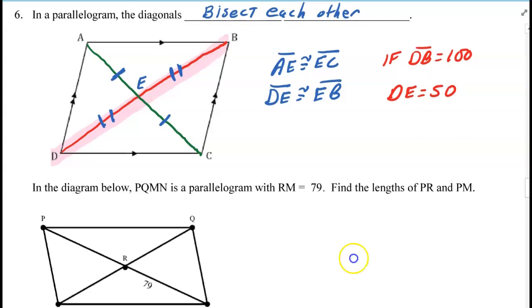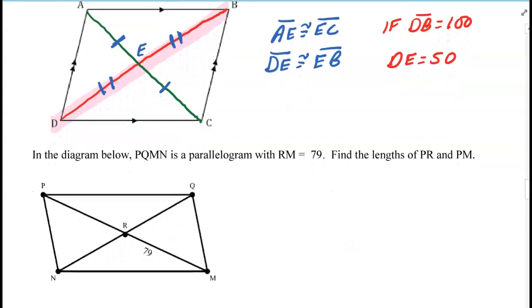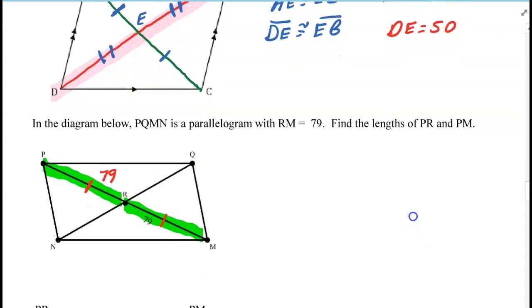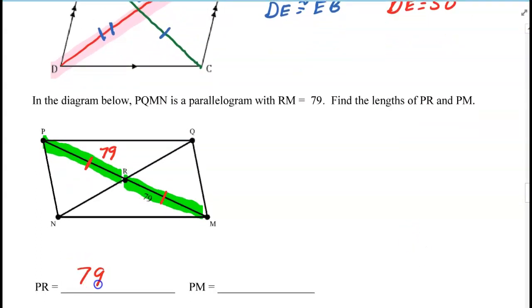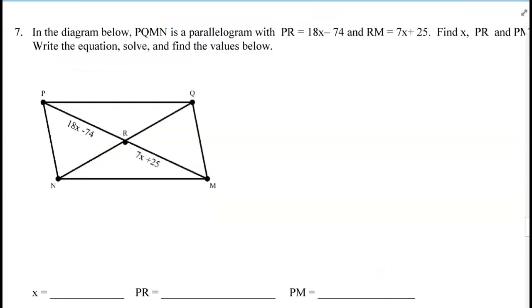If we look at the example below, we know that RM is 79. Since the diagonals cut each other in half, or bisect each other, we know that PR is also 79. So both of these segments are 79. Therefore, we know PR is 79, and PM would be 79 plus 79, or 2 times 79. And doing that on my calculator, you will get 158.